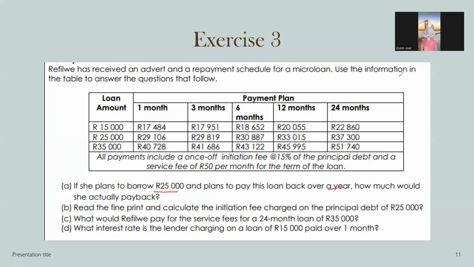Okay, let me do this. Where's the 25? Let me see, 12 months. So 25,000 at 12 months. Can you move that arrow? What is that? 33,015. Perfect. So 33,015, that is the amount that she has to pay back. Perfect. Next question.